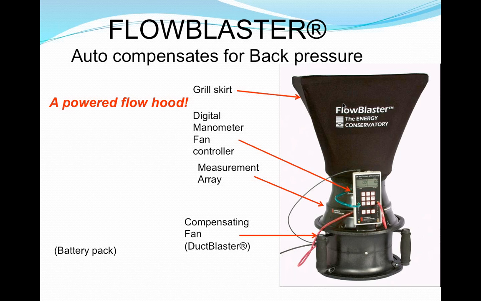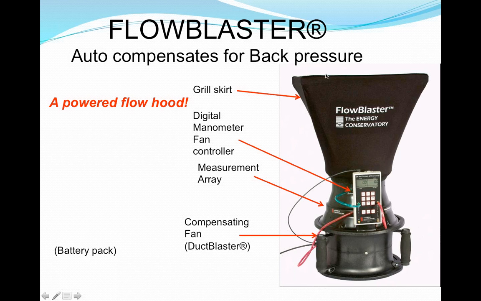What it does is has a grill skirt which picks up and directs the air in through a measurement array, and then uses the digital manometer that comes with the duct blaster and the fan controller to do some auto compensation and to run the speed of the duct blaster, this compensating fan, up and down until it achieves neutral pressure between what's under the skirt and what's in the room. So this allows it to capture the airflow but not affect the pressure.